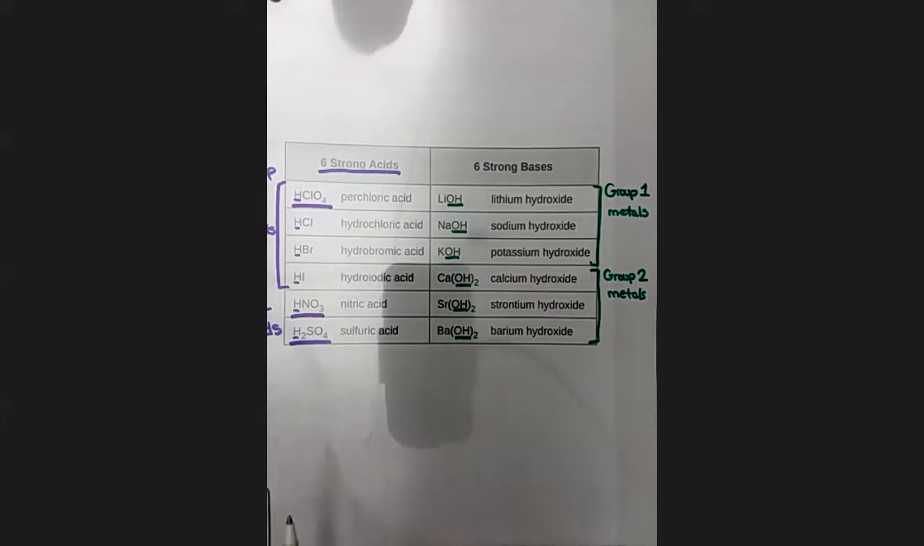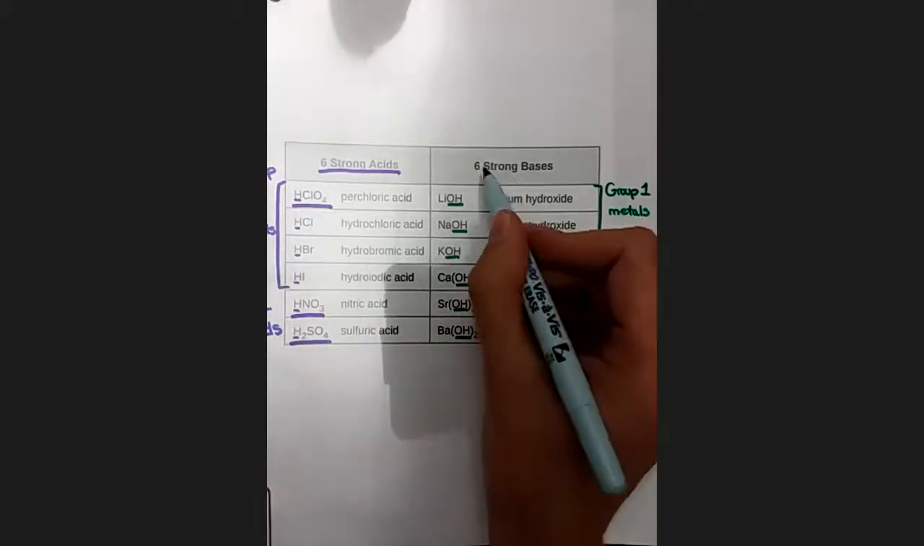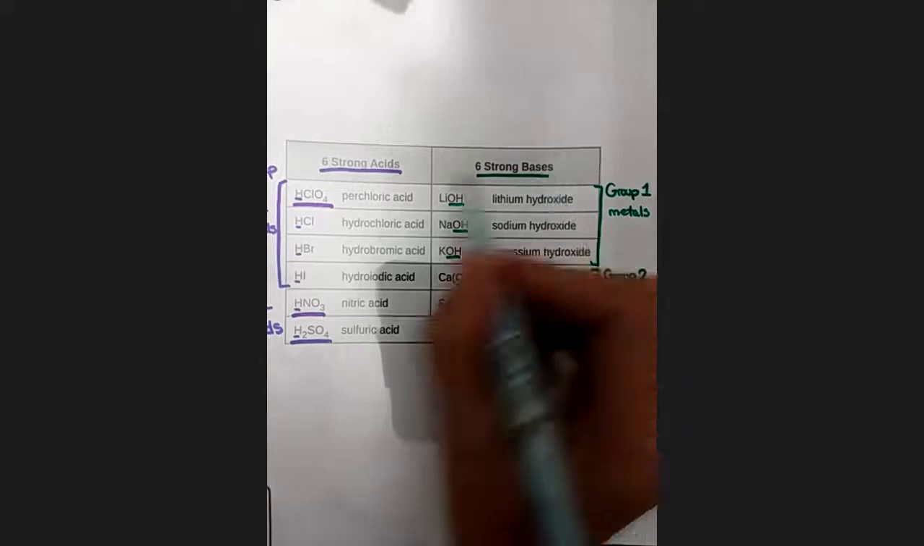If you're not into memorizing, the other way to recognize these as strong acids or strong bases is that they are usually not listed in a table of equilibrium constant values because their equilibrium constants are so strong that they don't include them in the table.